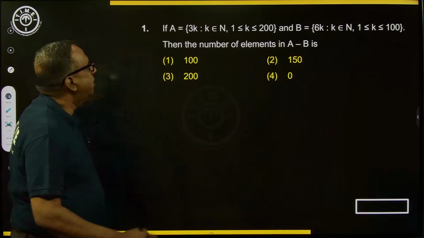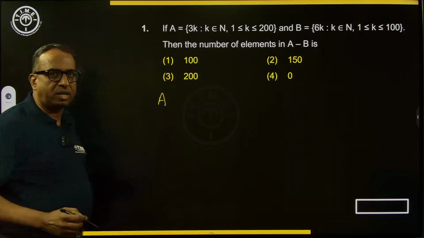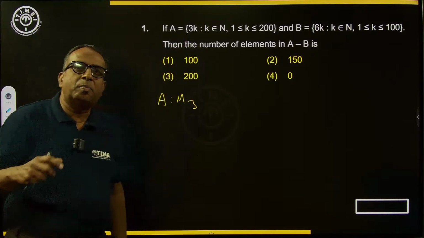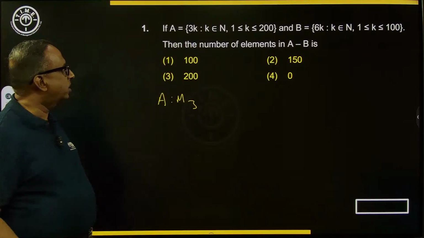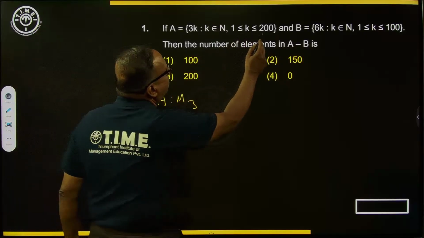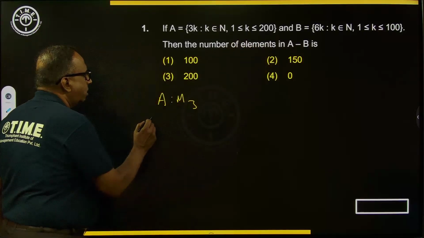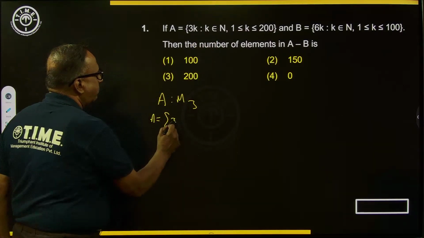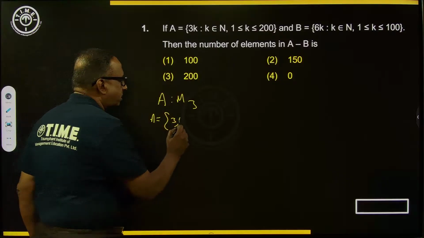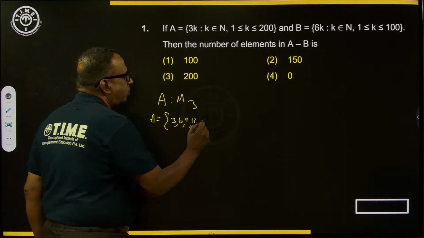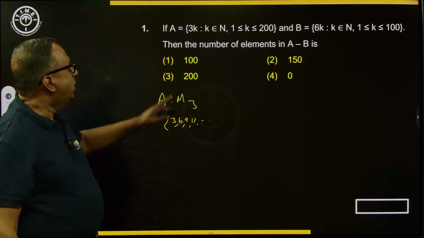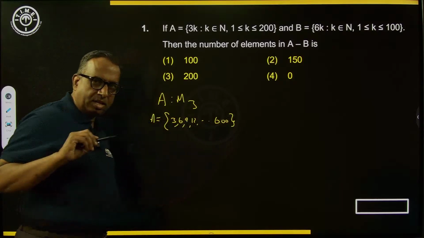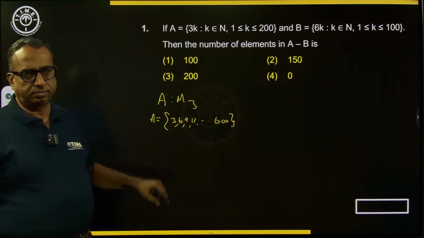First of all, we should understand what is this A. A is nothing but multiples of 3, because 3k means multiples of 3. Whereas k varies from 1 to 200. So A will be made of what? First number, k equals 1, 1 into 3 is 3. Then after that 6, plus 3 is 9, plus 3 is 12, up to what is the last number? The last number is 200. 200 into 3 is 600. So up to 600 is what you will have in A. Clear? A is multiples of 3.